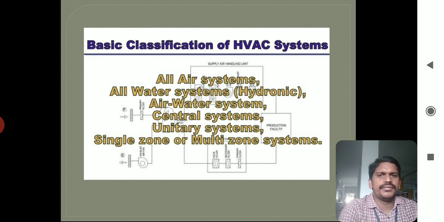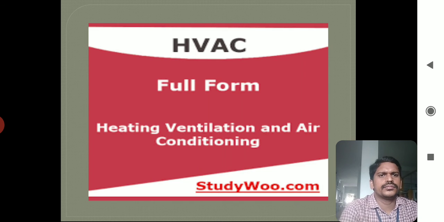These are the different types of air conditioning systems. We have to use all air systems, all water air systems. HVAC full form is heating, ventilation and air conditioning system. These are the best air conditioning systems used in our daily life.